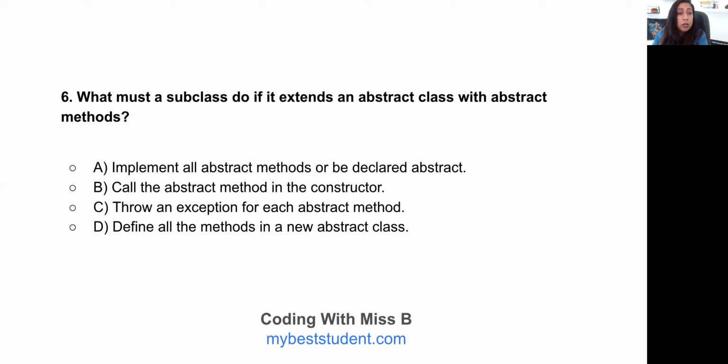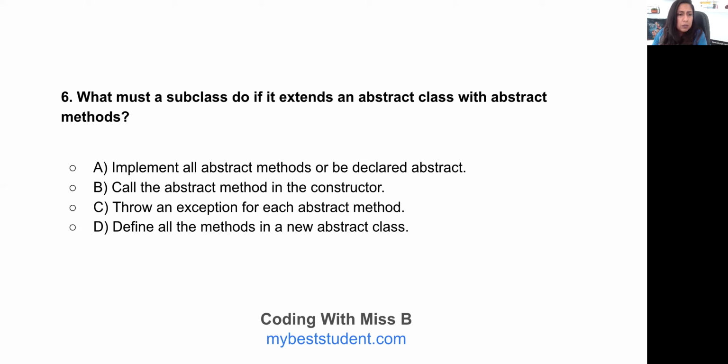Question 6. What must a subclass do if it extends an abstract class with abstract methods? So let's see this again. What must a subclass do if it extends an abstract class with abstract methods? Choice A says it must implement all the abstract methods or be declared abstract. B, call the abstract method in the constructor. C, throw an exception for each abstract method. And D, define all the methods in a new abstract class.